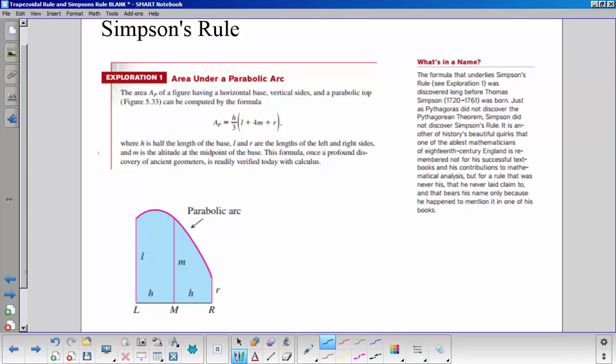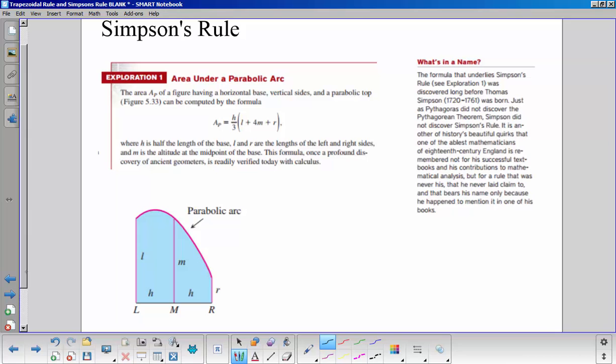Now Simpson's Rule, and I have to always say it's not named after Homer. And believe it or not, it's not named after the person that it's named after. It's not Jessica Simpson. No, Mr. Simpson just published it in his book first. Oh, really? And believe it or not, we had this discussion in class that I took this from the book. It says the formula that underlies Simpson's Rule was discovered long before Simpson was born. Just as Pythagoras did not discover the Pythagorean theorem.